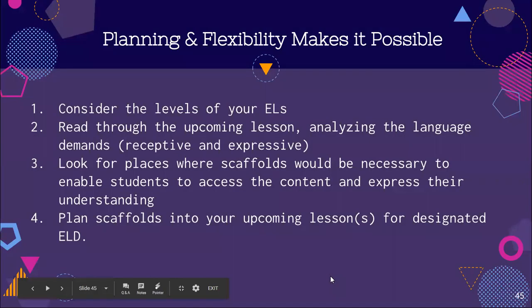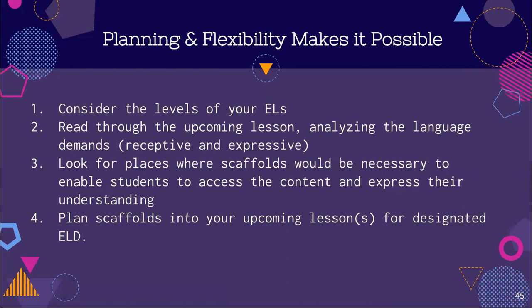So when we're thinking about planning out a comprehensive ELD program, planning and being flexible is what makes it possible. We have to consider the levels of our English learners, and we have to read through the upcoming lesson or an upcoming lesson series and analyze the language demands, both receptive and expressive. So what are they going to have to read or watch or listen to, and what am I going to ask them to do with that?